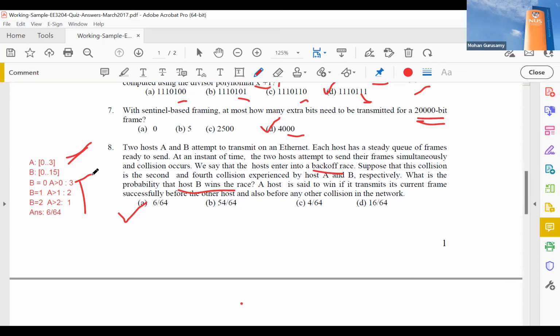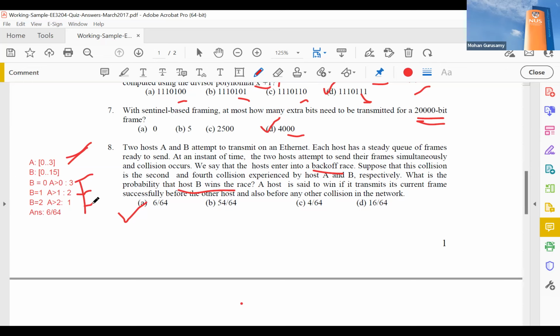So there are three possible cases, where A is 1, 2, or 3. Similarly, if B gets 1, A gets a value greater than 1. There are two possibilities, 2 and 3, and in that case also B wins. When B gets 2 and A gets greater than 2, that is A gets 3, there's only one possibility. In that case also B wins.